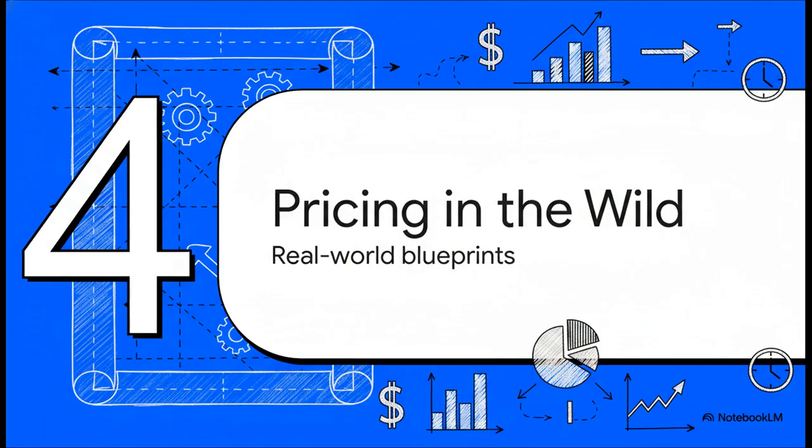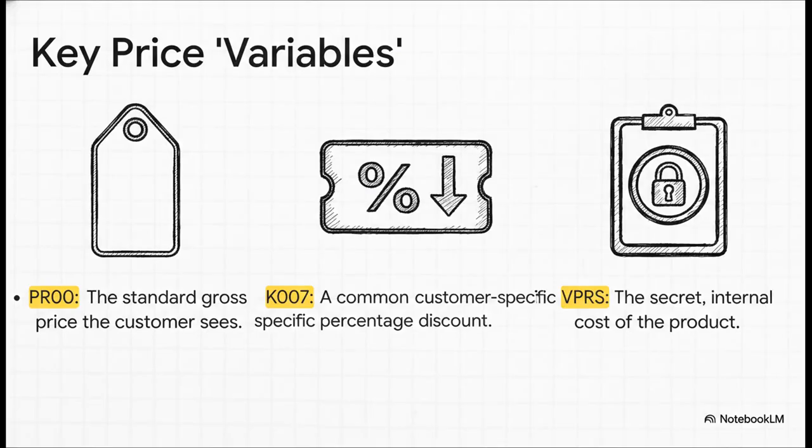So let's pull the curtain back even more. Let's look at the actual blueprints, the standard variables that huge businesses are using every single day. Here are three of the heavy hitters in action. First, you have the standard gross price, which often has a code like PR00. That's the official starting number you see. Then you might have a customer discount, maybe a percentage off for being a loyal customer. And then there's the secret one, VPRS, the internal cost. This variable is just for the company, tracking what the product actually costs them to have.